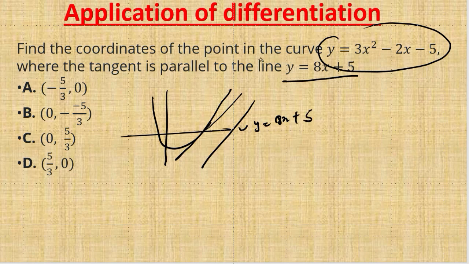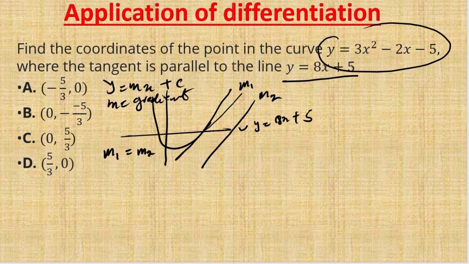Now, I want you to remember that when I have y equals mx plus c, my m is always the gradient of that line. And if I have two lines that are parallel, if this is line m1 and this is line m2, the unique characteristic of both lines is that m1 will be equal to m2.